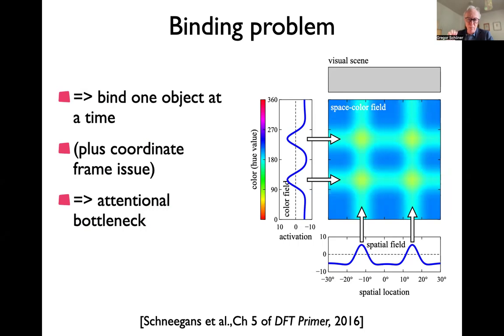This is where the binding problem arises. That is, if you want to do that for multiple objects, you have to do one at a time, because if you just give it a bimodal input along both dimensions, you don't know which corresponds to which, right? So actually, if you analyze it a little bit better, there's a coordinate frame issue hidden here, and I'll come back to that. But clearly here, one at a time is obligatory.